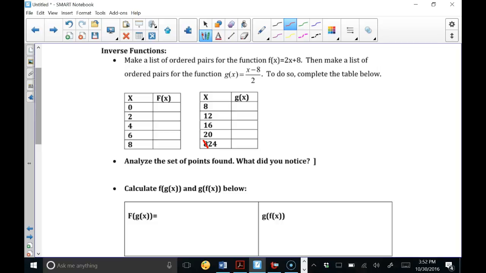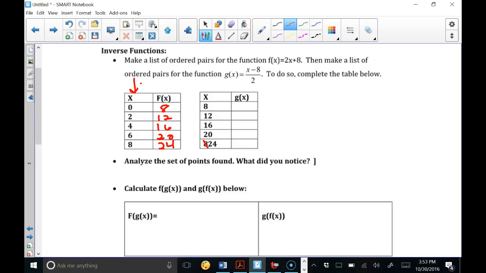So let's start by plugging all these different values of x into f of x. If we plug in 0, we get 2 times 0 plus 8 is 8. Plug in 2, we get 2 times 2 is 4 plus 8 is 12. Plug in 4, we get 2 times 4 is 8 plus 8 is 16. Plug in 6, we get 2 times 6 is 12 plus 8 is 20. Plug in 8, we get 2 times 8 is 16 plus 8 is 24.